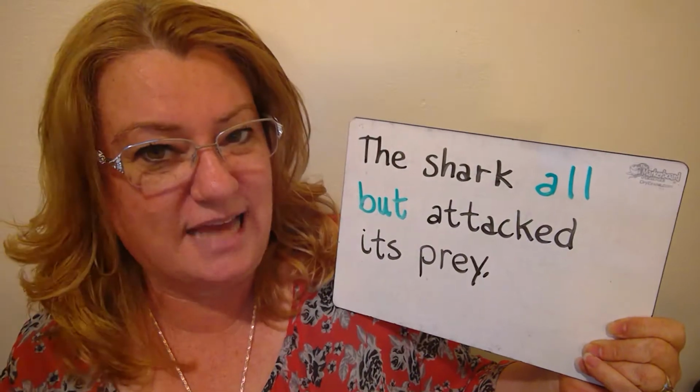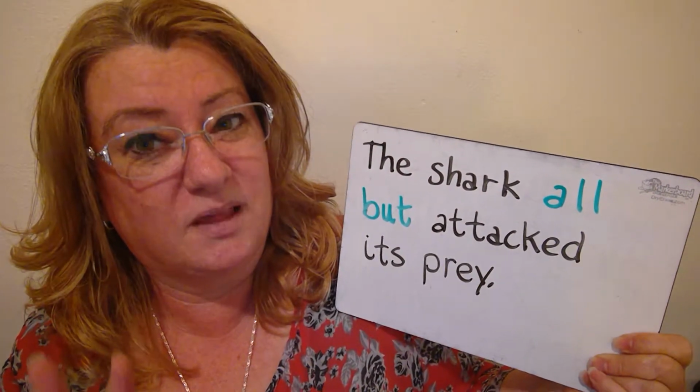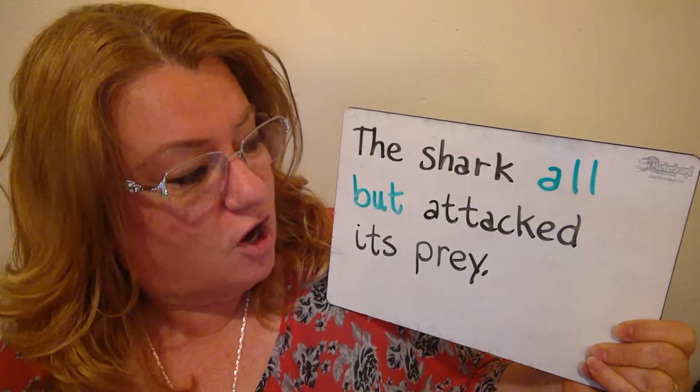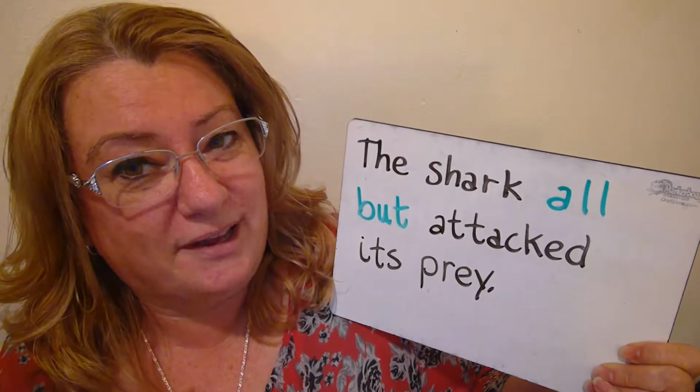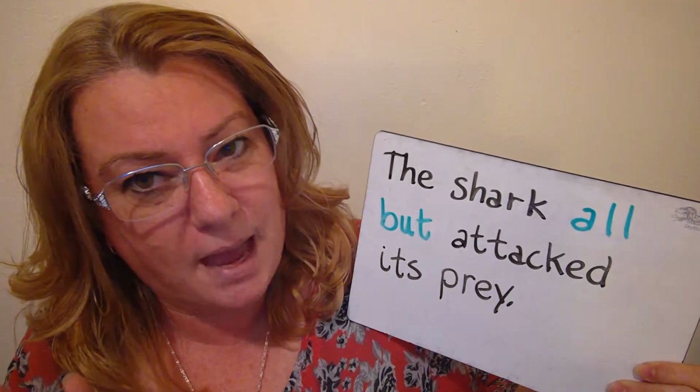Okay, here's this one. The shark attacked its prey. It attacked. It's scary. But if we minimize it, the shark all but attacked its prey. He was aggressive at everything, but he just attacked his prey. It wasn't that bad. It's one way to do it. But let's look at this idea.